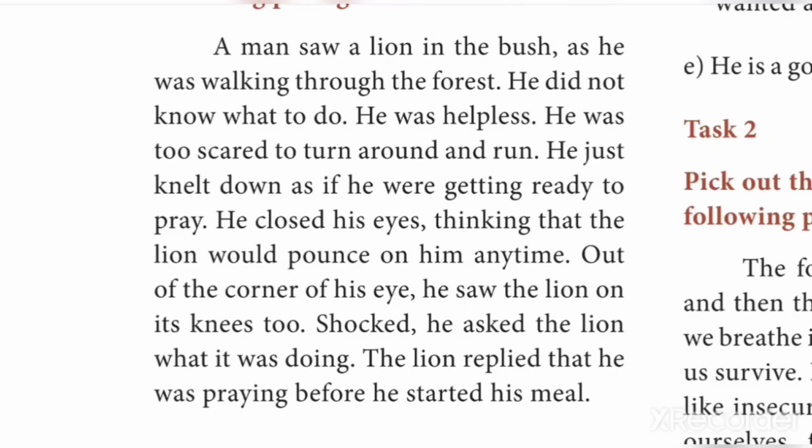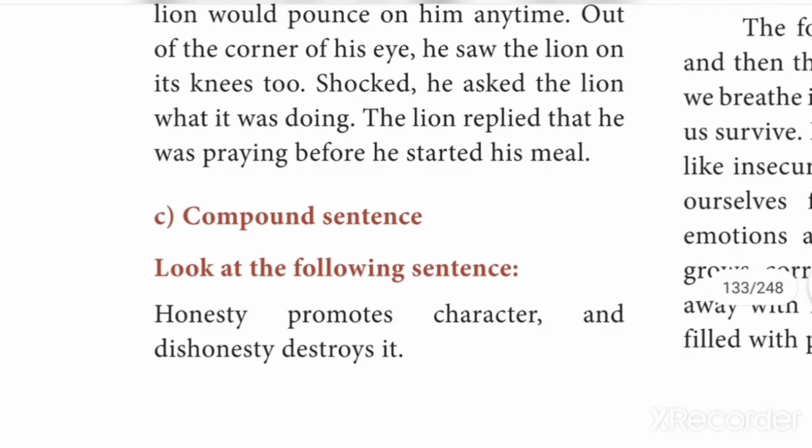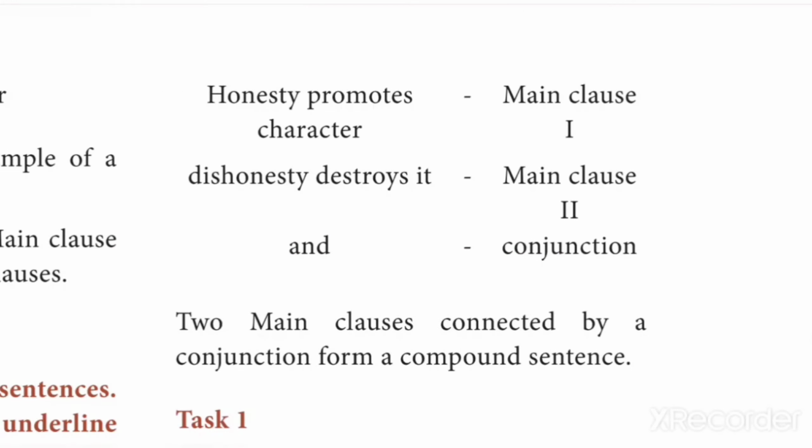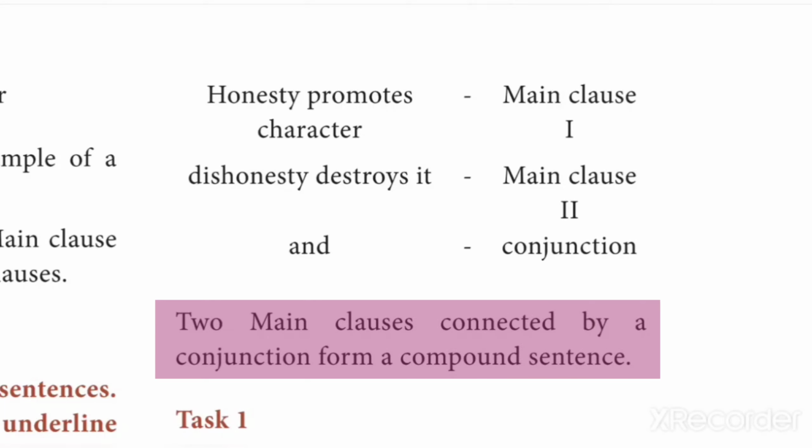Now we are moving on to compound sentence. We have an example. Honesty promotes character and dishonesty destroys it. Here, honesty promotes character is main clause 1, dishonesty destroys it is main clause 2, and the word and in between is the conjunction. So here, 2 main clauses connected by a conjunction form a compound sentence.